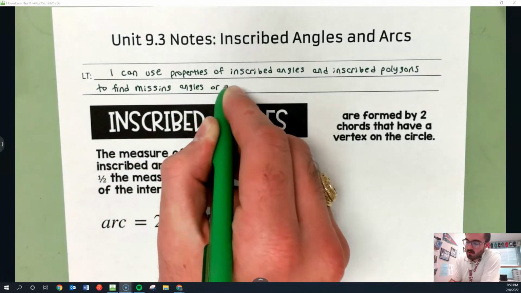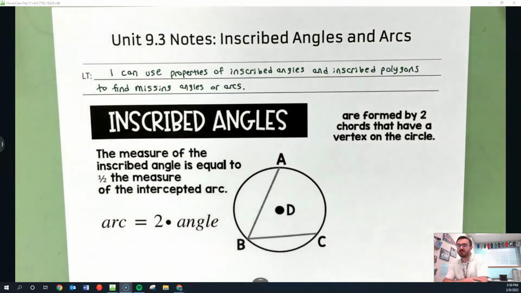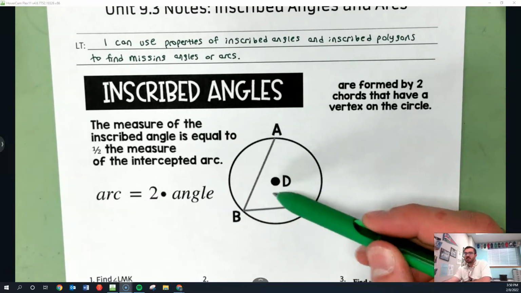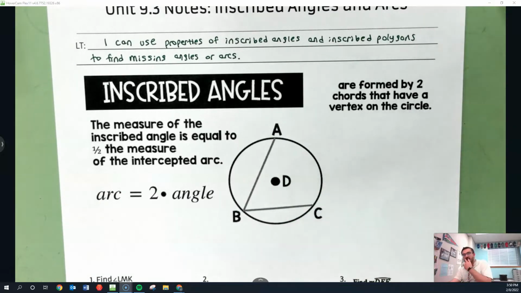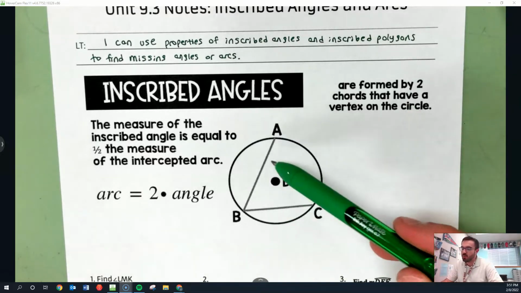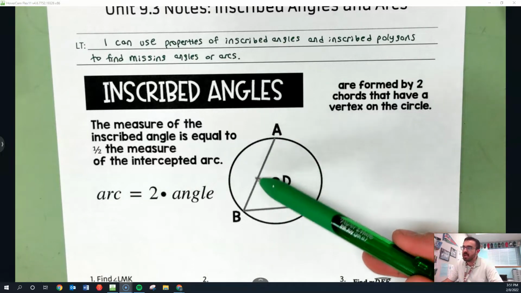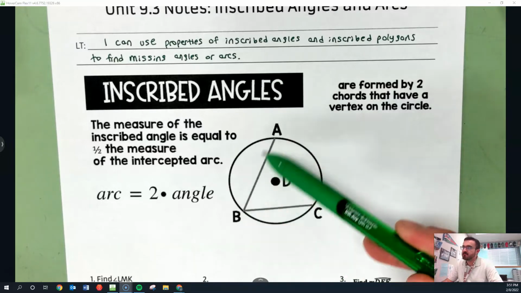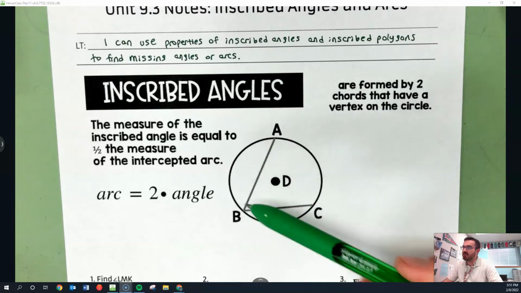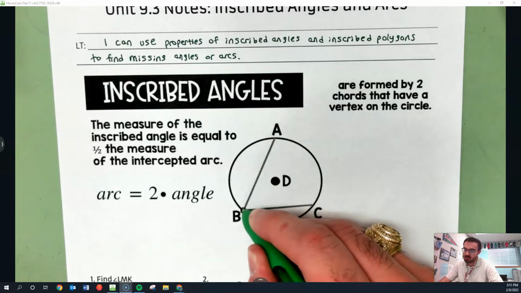Okay. So we have talked about central angles with circles. That is an angle that is in the center of the circle. Now we're going to talk about something called inscribed angles. It's really not too crazy. Basically, an inscribed angle is formed by two chords. So here's a chord AB and the chord BC. Two chords that have a vertex on the circle.